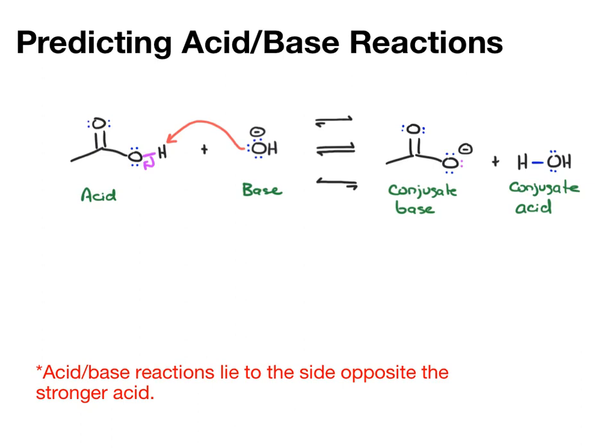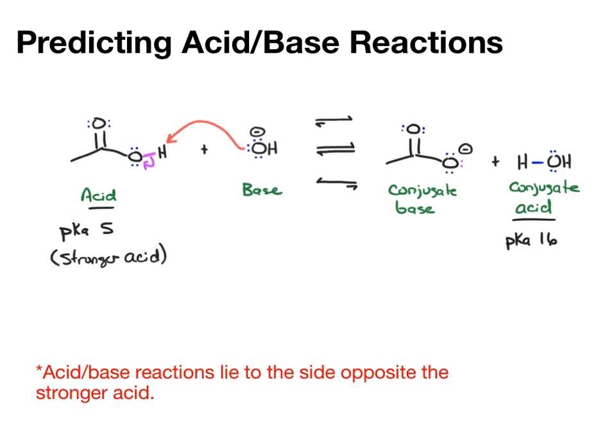Okay, so now to predict the directionality of the reaction, we want to follow this principle right here. Acid-base reactions lie to the side opposite the stronger acid. So we can use our pKa values for this. And if you look up the pKa values, we have a carboxylic acid, which is 5. So look up the pKa of your acid, look up the pKa of your conjugate acid. The pKa of water is about 16. Between the 2, the carboxylic acid is the stronger acid.